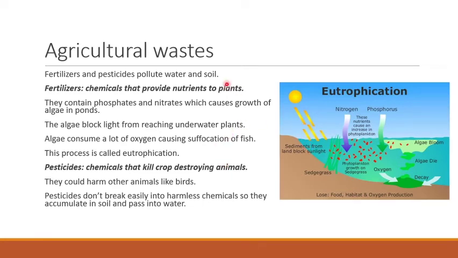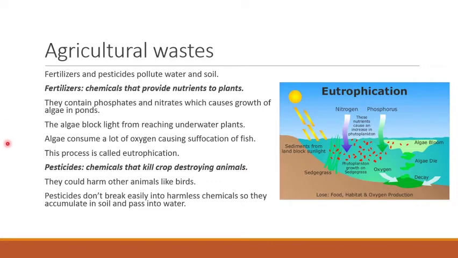Agricultural waste. We said agriculture is the planting. When we plant, we use fertilizers and pesticides. Fertilizers, we said before, are chemicals that provide nutrients to plants to help them grow. Pesticides are chemicals that kill insects that attack the crop. So the plants which we are growing could be attacked by bugs or insects. So we use pesticides to kill these bugs or insects.